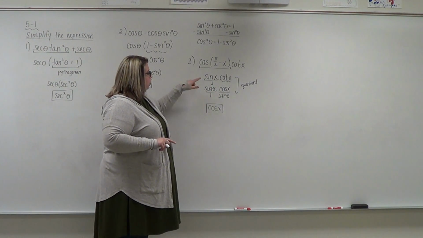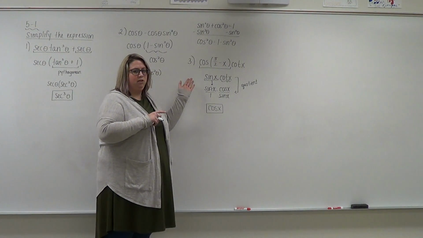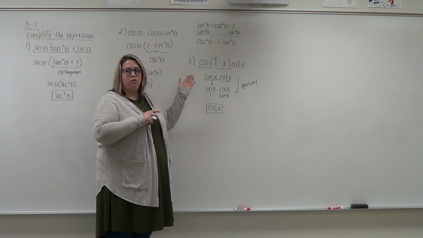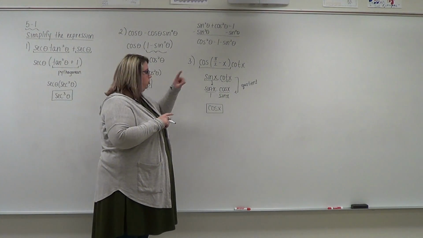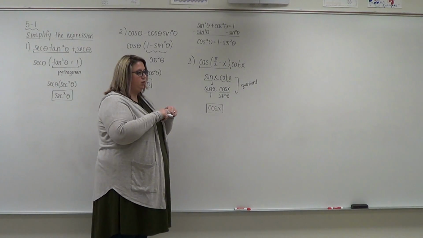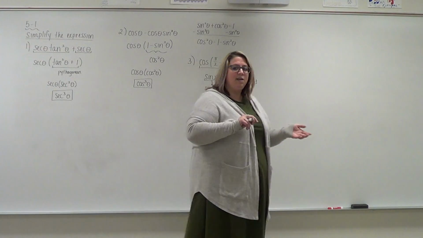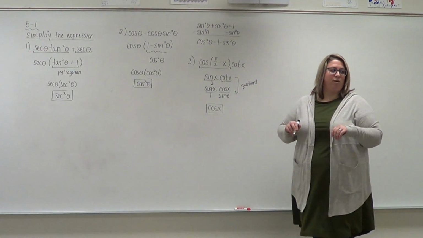Why would I not use Pythagorean on this one? There's nothing squared. So my only options were reciprocal and quotient. When you're looking, try to see, is there something I can substitute to get these to cancel? The bad thing about these is there's no "this is what you do every single time."